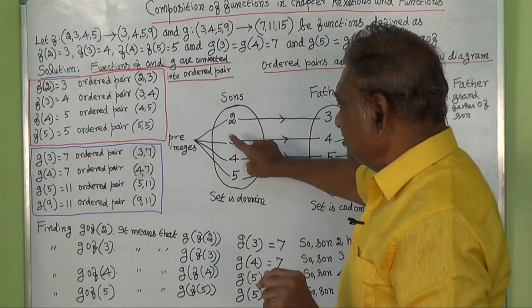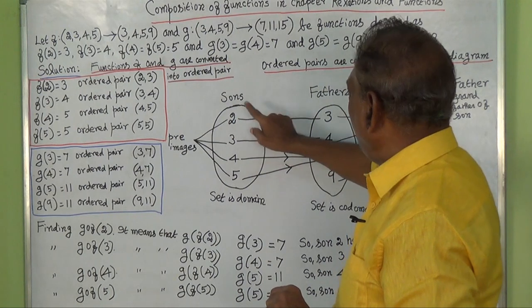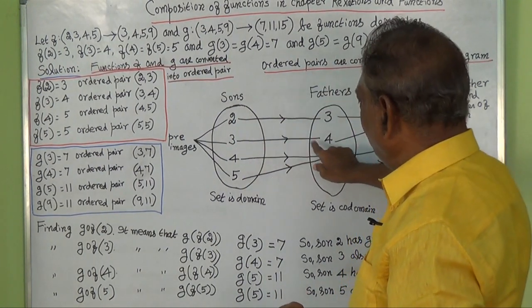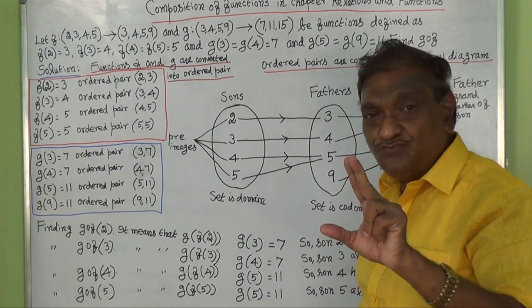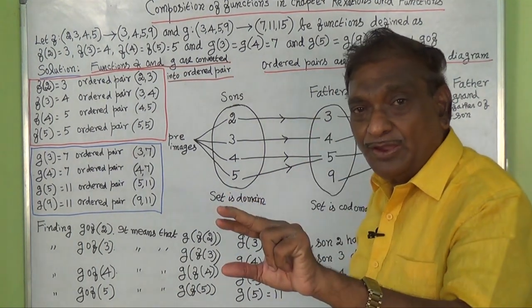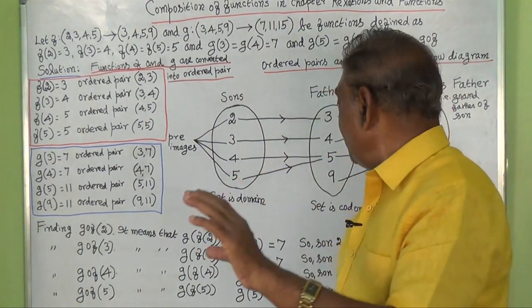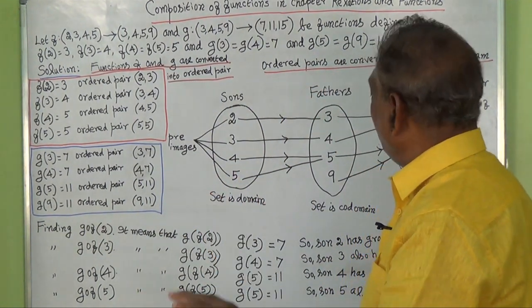In our case, the son 2 is having the father 3. The son 3 is having the father 4. The son 4 is having the father 5. And the son 5 is having the father 5.